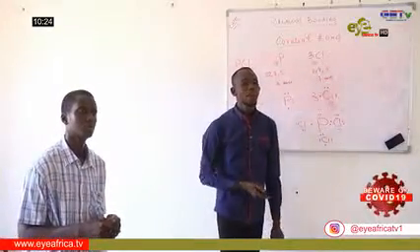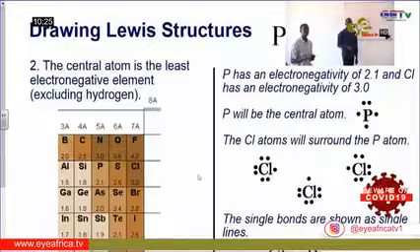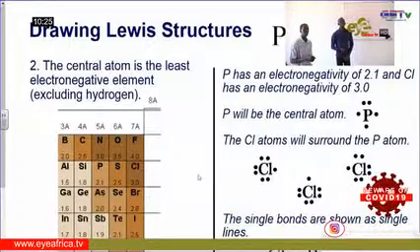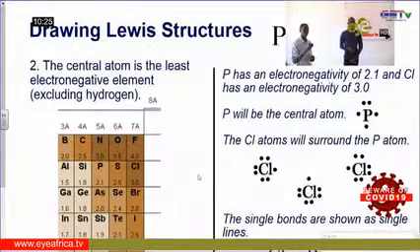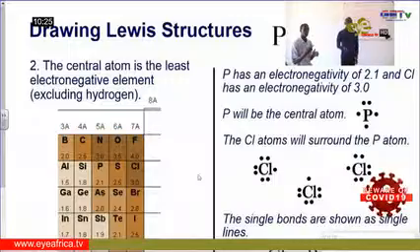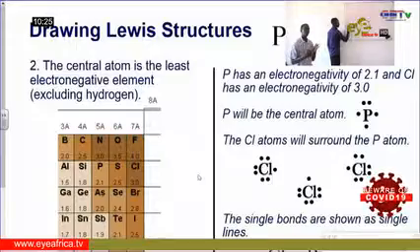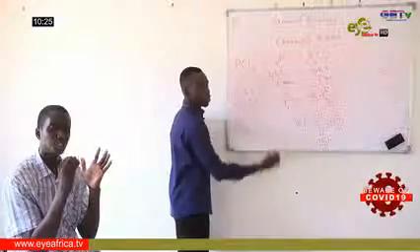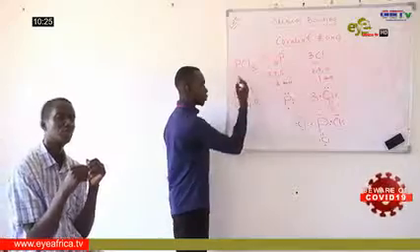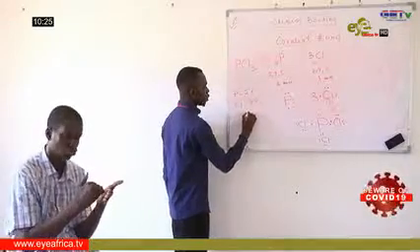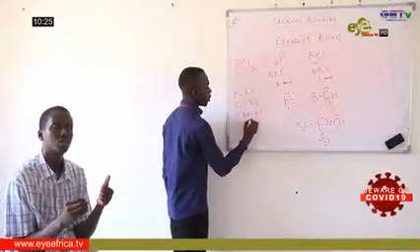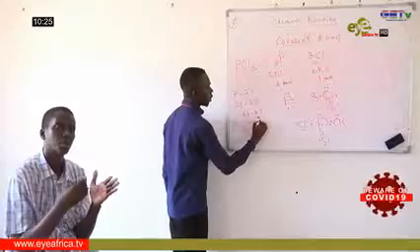Now, here we have phosphorus, which has an electronegativity of 2.1, and chlorine, which has an electronegativity of 3.0. That is, phosphorus is 2.1 and chlorine is 3.0. So we need to subtract these two. If you subtract 2.1 from 3.0, you will have 0.9.